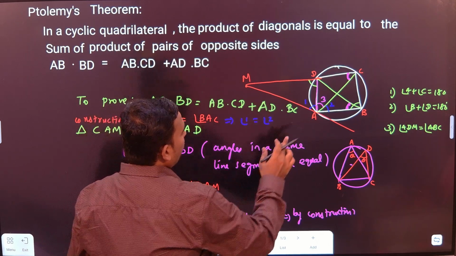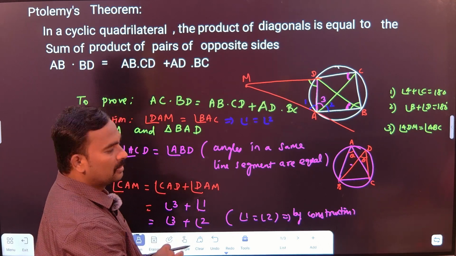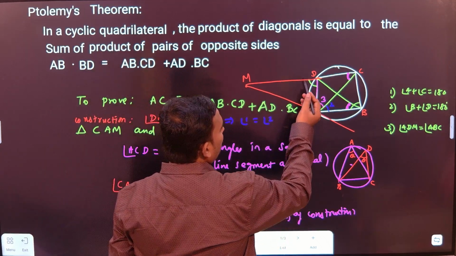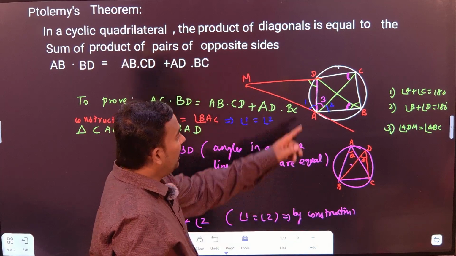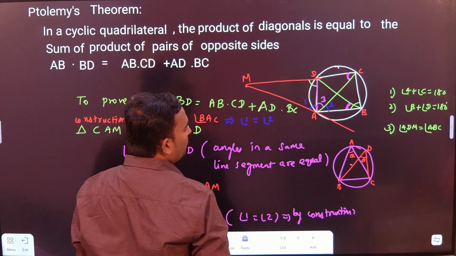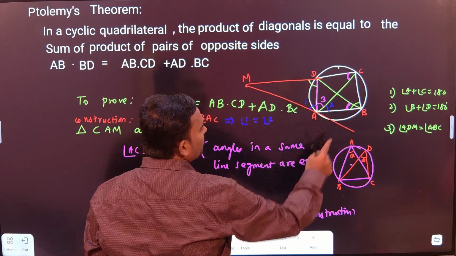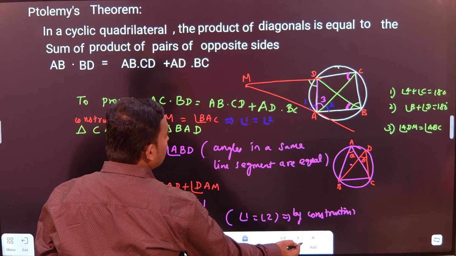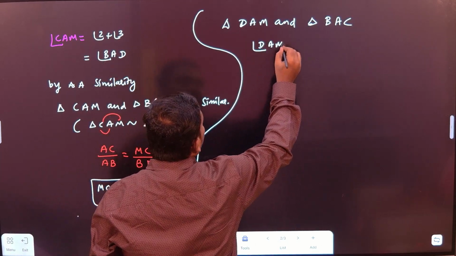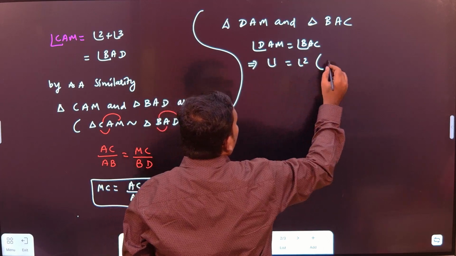So one observation is what? By construction, angle 1 is equal to angle 2. Right? Okay. And one more angle is required. One more angle how to take? You can see the green color is there. You can use that one. Exterior angle of a cyclic quadrilateral is equal to the opposite interior angle. The first one, angle 1 is equal to angle 2 by construction. First one, you can see angle DAM is equal to angle BAC. That means angle 1 is equal to angle 2 by construction.